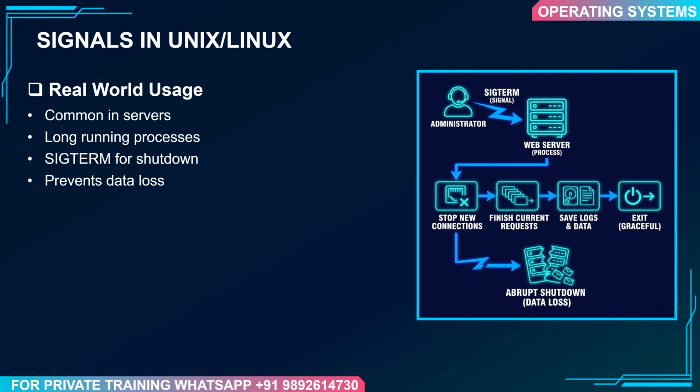This idea is very important in real-world applications. Many server programs rely heavily on signal handling. For instance, a web server might run for months. When the system administrator wants to stop it, they send SIGTERM. The server catches SIGTERM, stops accepting new connections, finishes handling current requests, saves logs, and then exits. Without signal handling, the server might shut down abruptly and lose data.